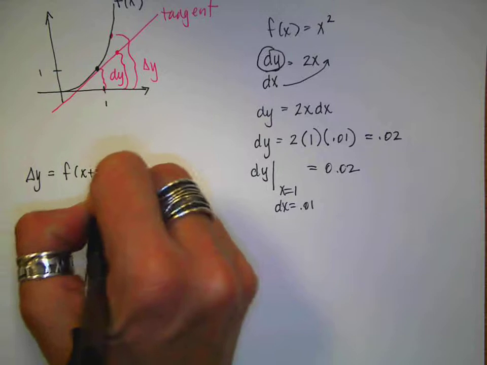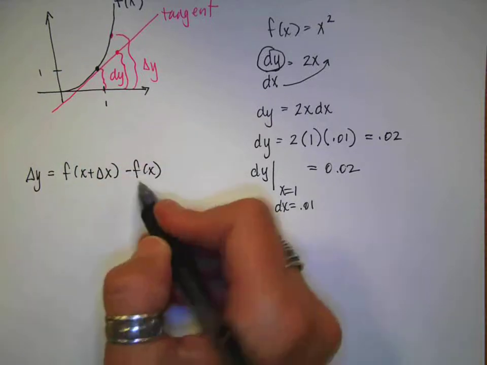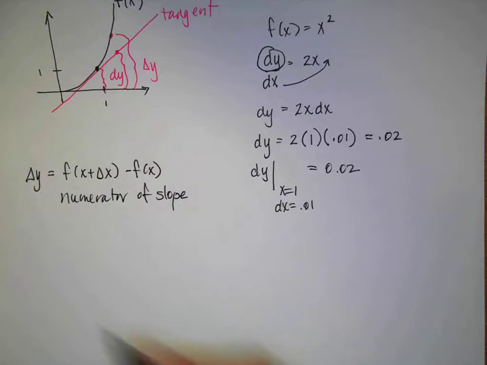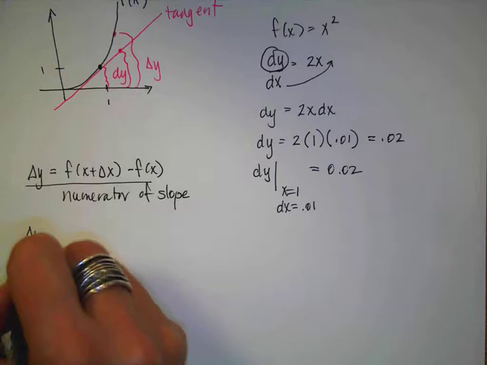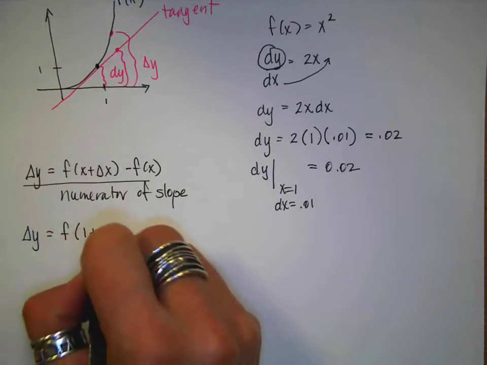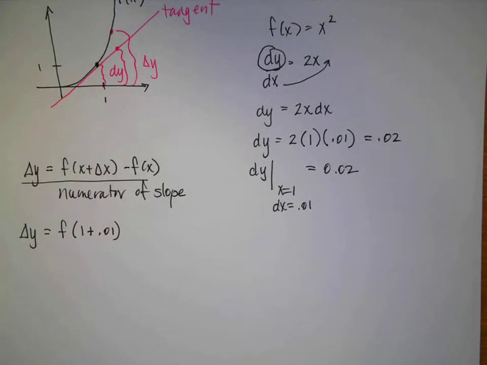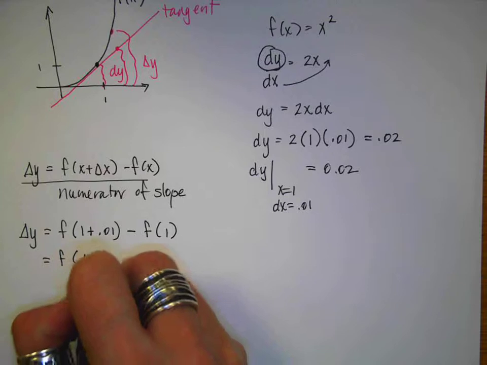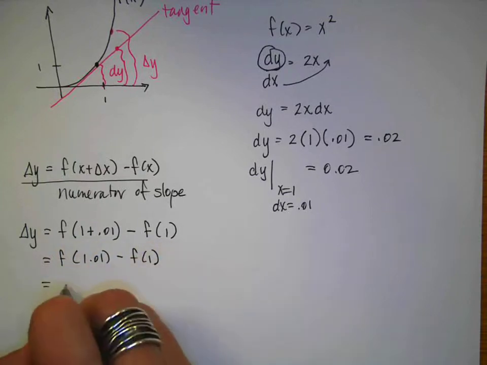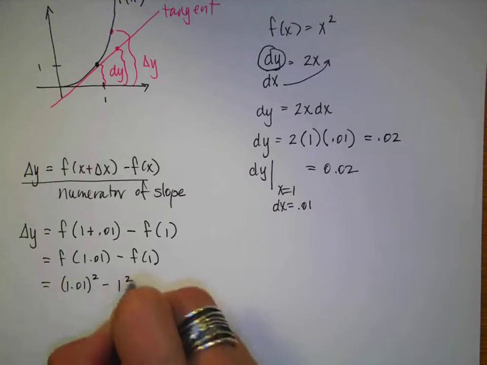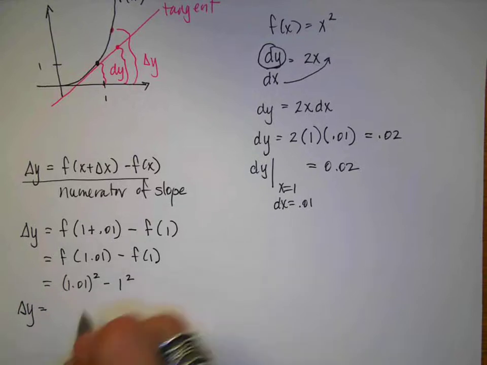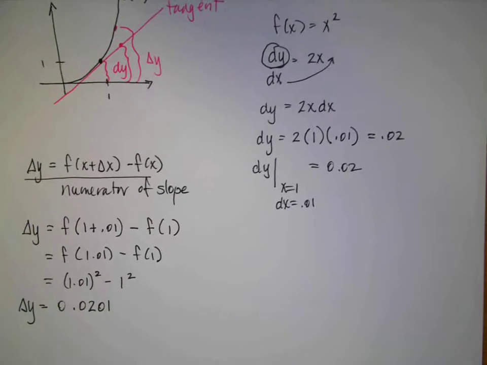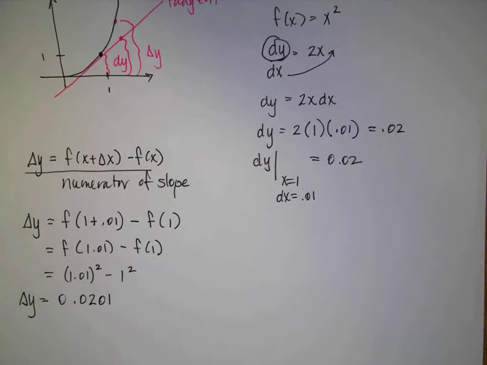Okay, so I'm going to say that delta y is equal to f of x plus delta x minus f of x. And if you think about this, this is the numerator of your slope. That's kind of cool. Alrighty, so then I'm going to use all of my values. I know that delta y is going to equal f of 1 plus 0.01 because delta x and dx are the change in x minus the function evaluated at 1. So this is going to be f of 1.01 minus f of 1. So I'm going to get 1.01 quantity squared minus 1 squared, and that tells me that delta y is going to equal 0.0201. Alrighty? So we've calculated both and we can compare.